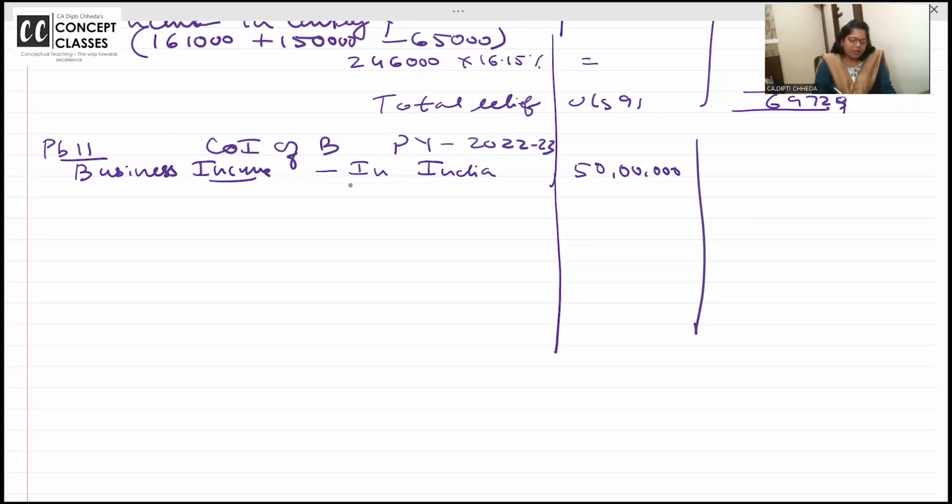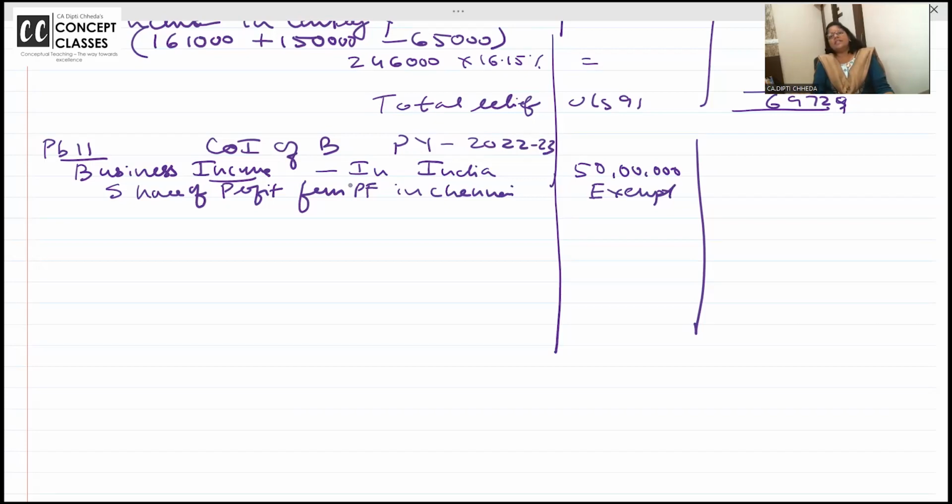Then we have the share of the profit from PF, partnership firm in Chennai. It is exempt. Under section 10 clause 2, share of profit received from partnership firm is exempt. Then there is business loss.